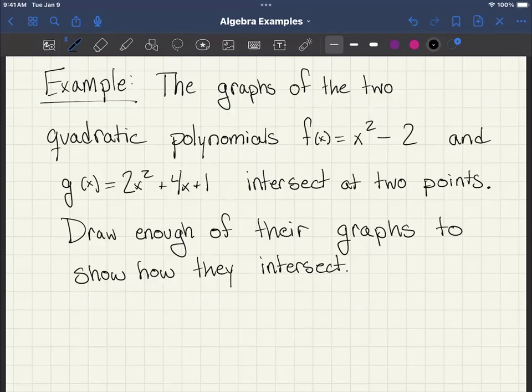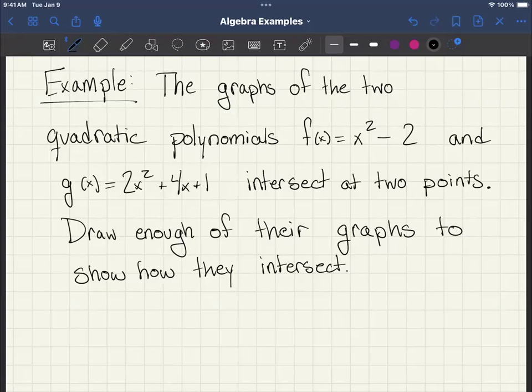Okay, so here's the wording of our example for the day. The graphs of the two quadratic polynomials f of x is equal to x squared minus 2 and g of x is equal to 2x squared plus 4x plus 1 intersect at 2 points. Draw enough of their graphs to show how they intersect. Ooh, okay, so lots of stuff going on here.